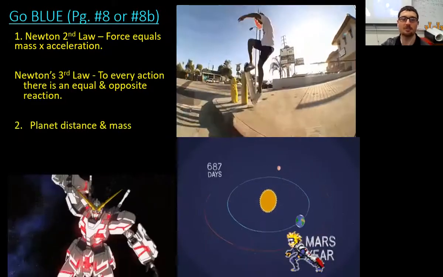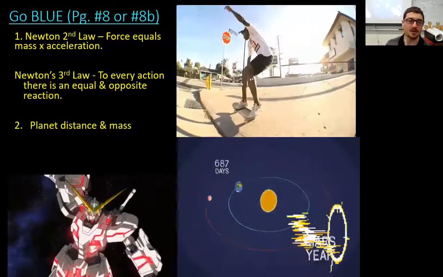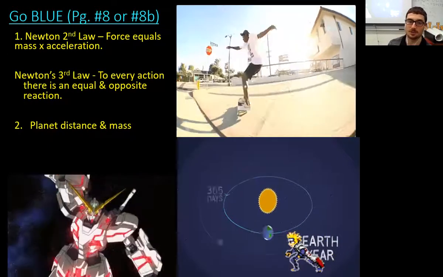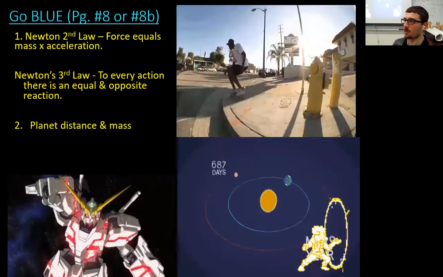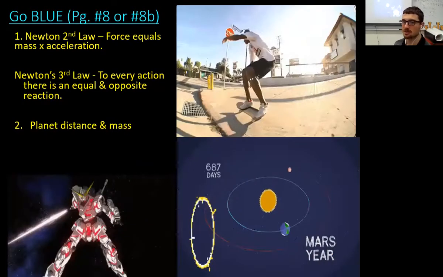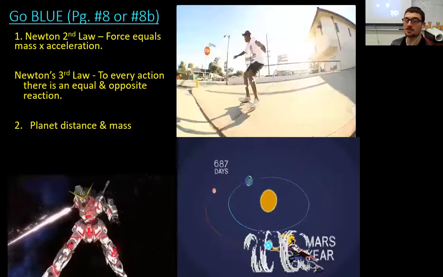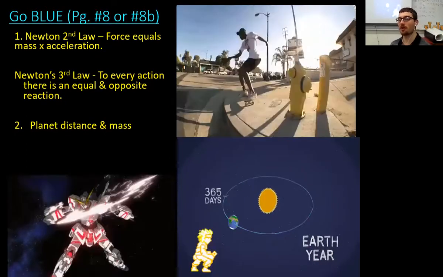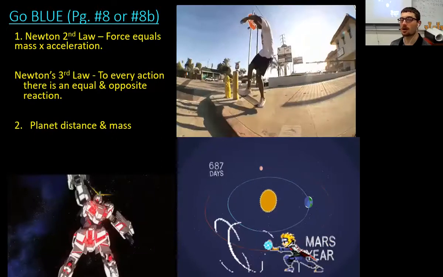Number 2, guys, we have planet distance and mass. Those determine the gravitational force of an object. So the farther the planet is, the less gravity it has, based on its movement in our solar system. But also, if the planet itself is larger, it's going to have more gravity as well.